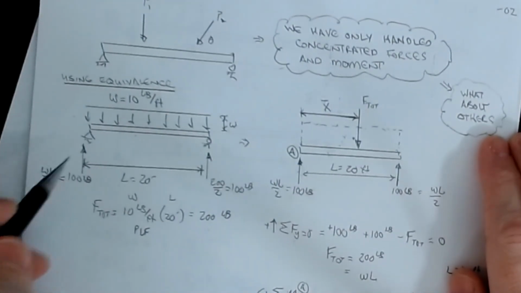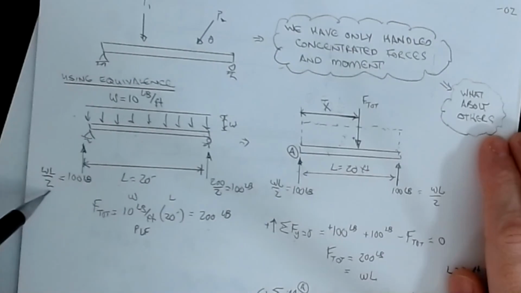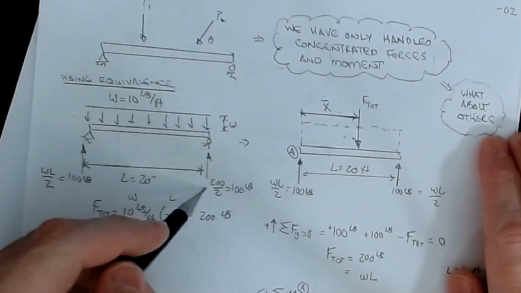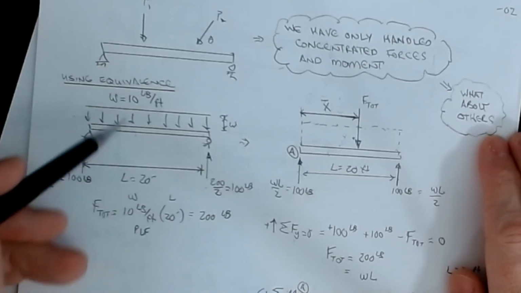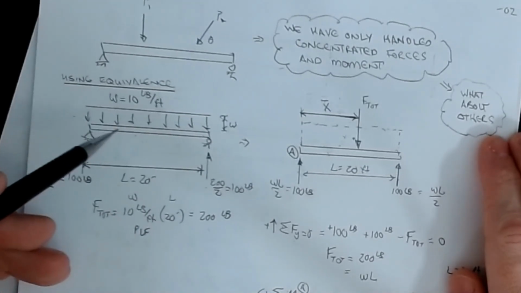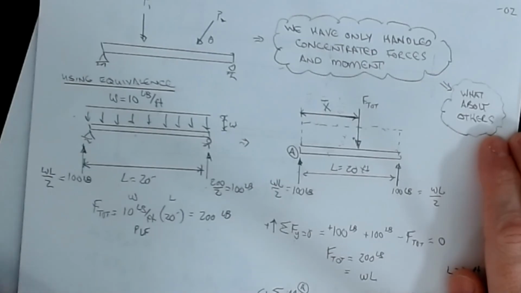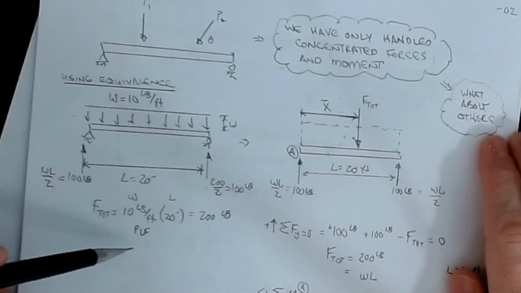So 200 pounds is the total, half goes to this support, which is 100, and the same half over to this one, 100. So the total force of the load acting down on this is going to be 200 pounds. And again, that's just the area of the load.